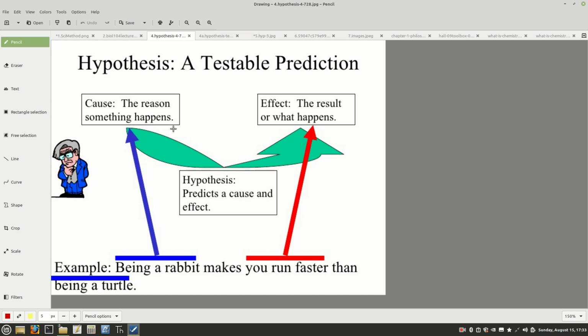So you would go, your hypothesis predicts a cause and effect. So the reason something happens and the result of what happens. So what you might do is set a race. There's the famous race between the tortoise and the hare, turtle and a rabbit. And of course, the wrong one won.